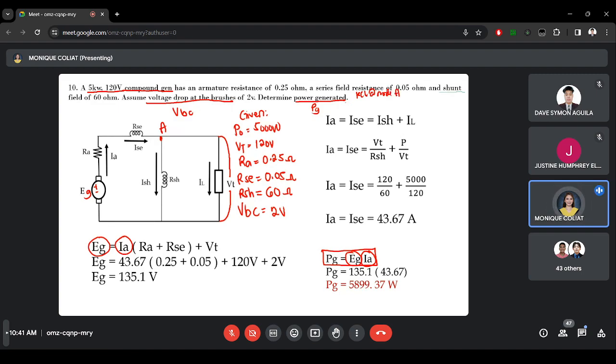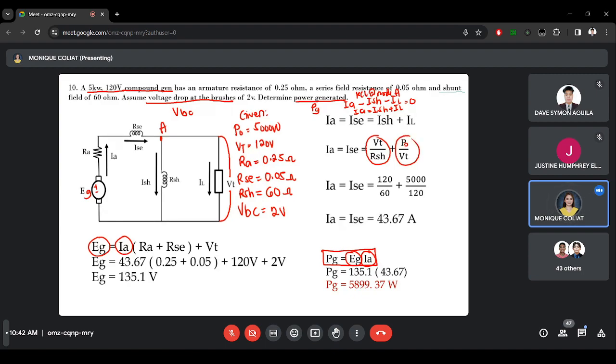So that will be IA minus ISH minus IL equal to 0, where IA is equals to ISE, right? So that will be IA is equals to ISH plus IL. Paano makukuha ISH and IL? ISH is equivalent to VT over RSH, and IL is equals to PO over VT.